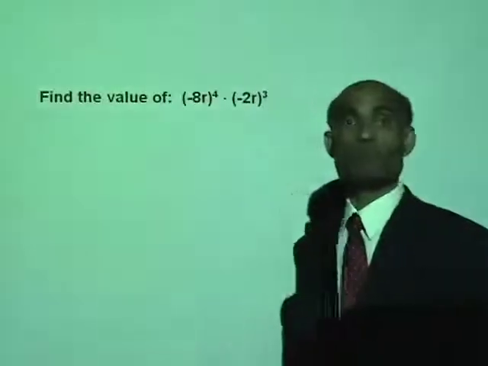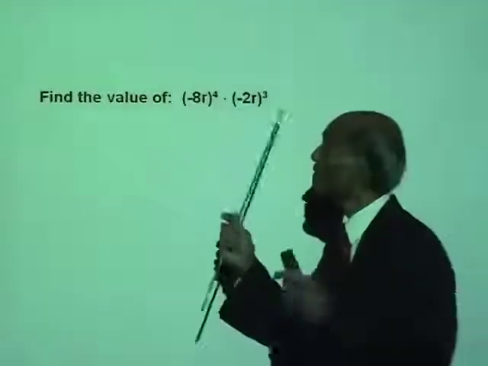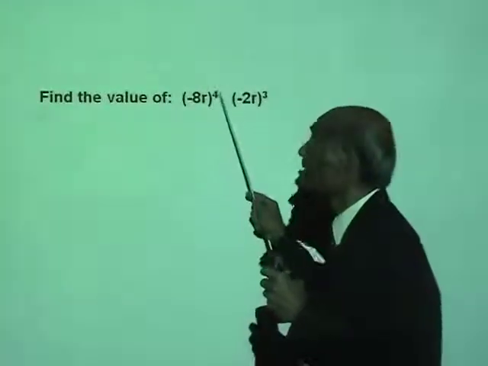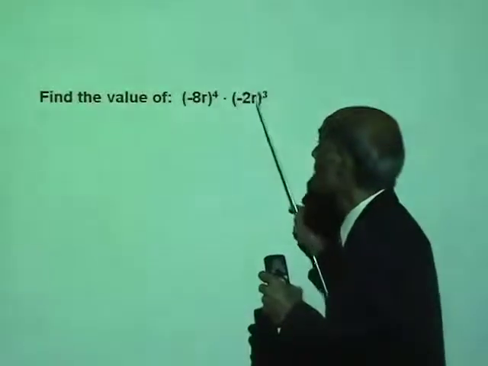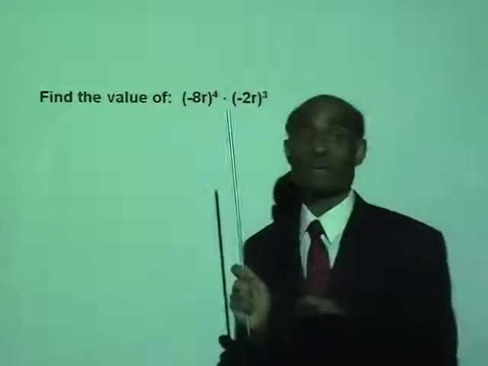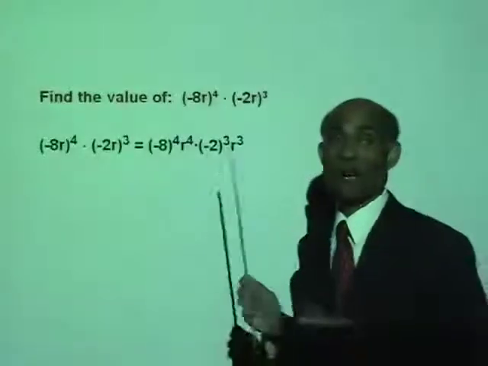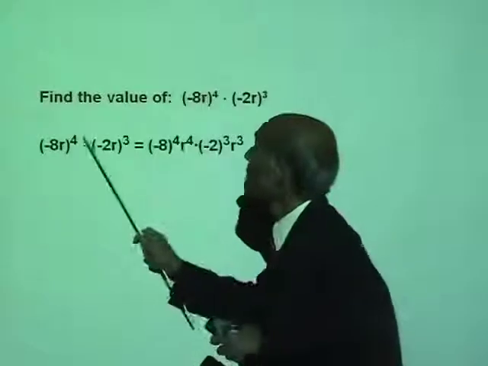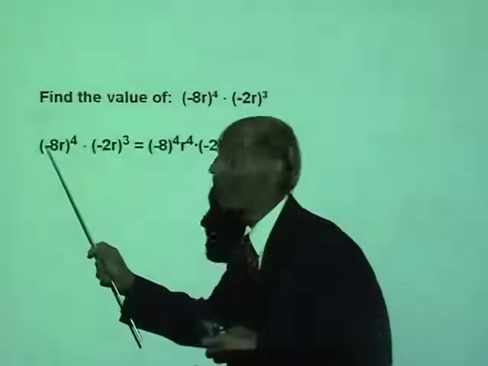Let's go on. Find the value of, watch again here, the quantity negative 8r raised to the power of 4 multiplied by the quantity negative 2r raised to the power of 3. Now how will you simplify that? Now what we're going to do is, first, in each of these quantities, give the powers to each of the numbers.